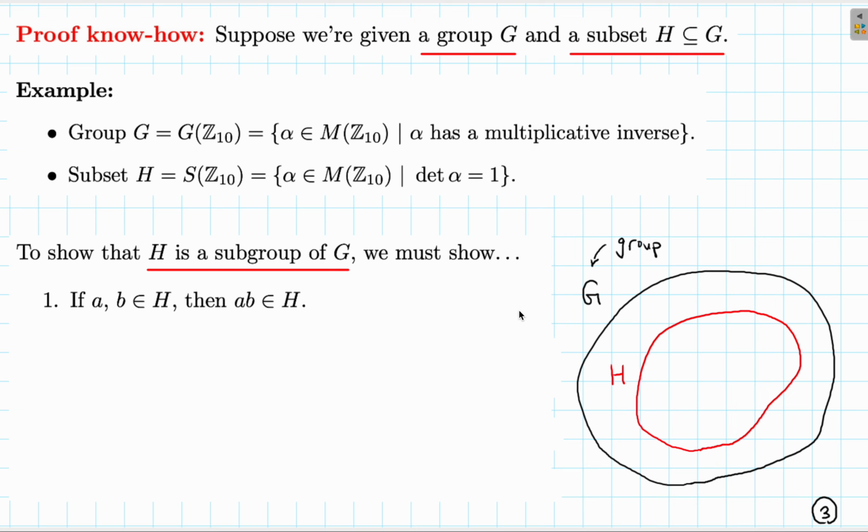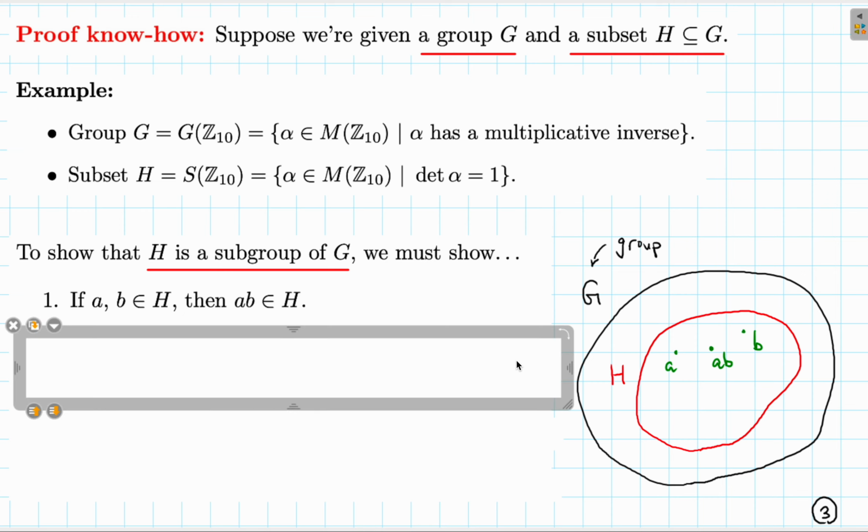First, we need to show that H is closed under the same operation of G. And so if A and B are elements of H, so let's say here is an element A, and let's say here's an element B right here. Now, we want this product A times B. We know it's going to be somewhere inside G because we already know G is a group and hence closed, but we don't want A times B to be somewhere outside of H. We want A times B to be inside H. So let's say right there. So that's one thing we need to show.